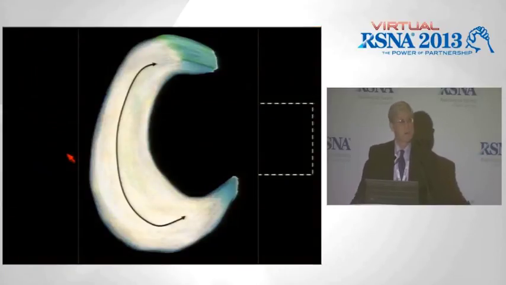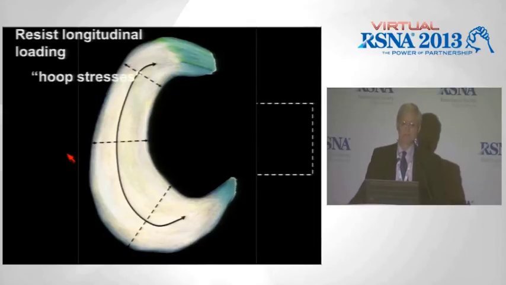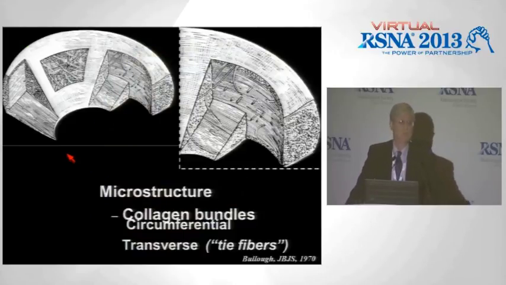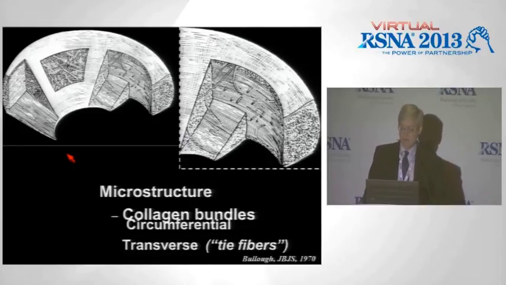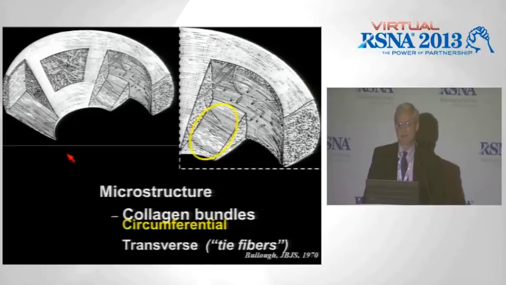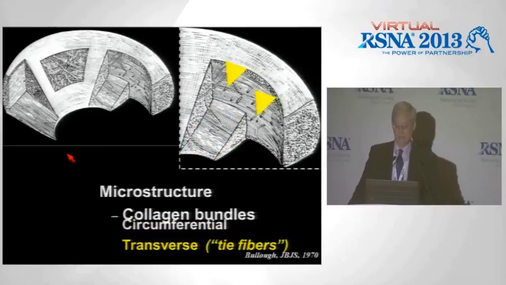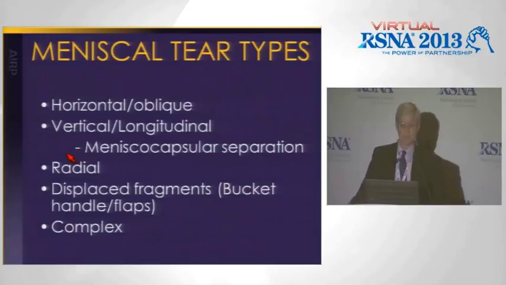So if we look at the meniscus from above, what happens when we walk is we are dissipating those forces, and frequently that's termed the hoop stress phenomena with our meniscus. If we look at the microstructure of the meniscus, we know it's made up of collagen and there are circumferential bundles, but there are also tie fibers that interconnect the meniscus. So this is the typical major portion of the collagen, the circumferential fibers. And those are the tie fibers that add strength to our meniscus.